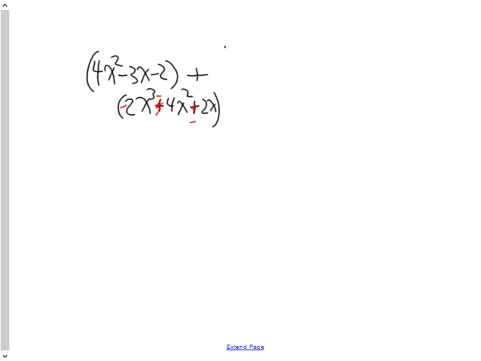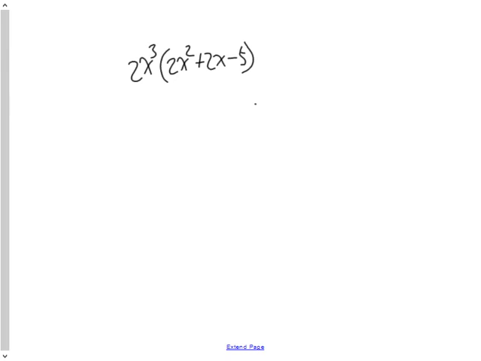Gather like terms. You start with your highest degree terms first, which is your x cubed. So negative 2x cubed, there are no other x cubes. A 4x squared and a negative 4x squared cancel each other out. There's none left. A negative 2x and a negative 3x make a negative 5x. And a negative 2 by itself is negative 2. So your solution is negative 2x cubed minus 5x minus 2.